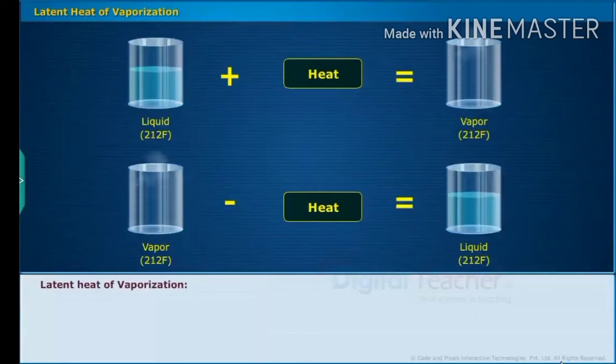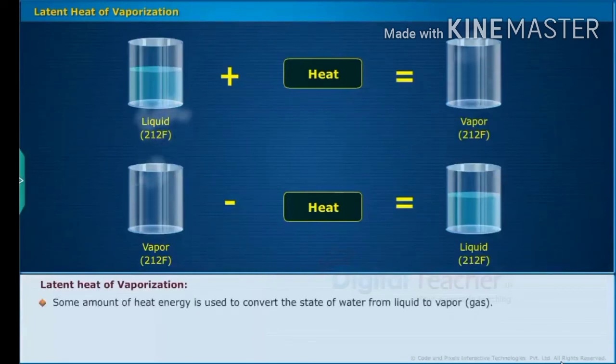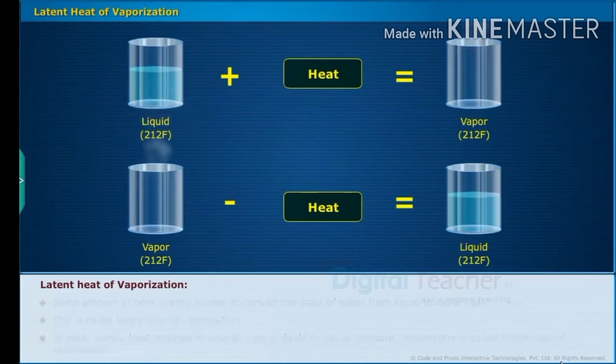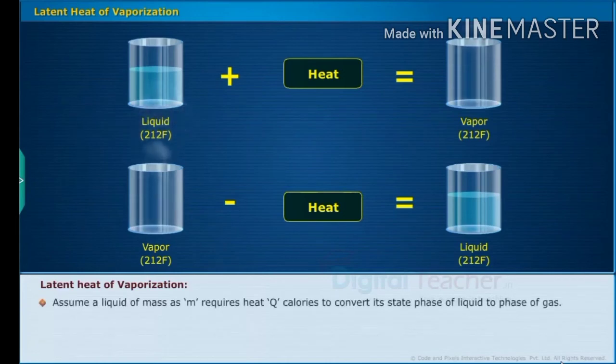Latent heat of vaporization. Some amount of heat energy is used to convert the state of water from liquid to vapor or gas. This is called latent heat of vaporization. In other words, heat required to change 1 gram of liquid to gas at constant temperature is called latent heat of vaporization. Assume a liquid of mass m requires heat Q calories to convert its state from the liquid phase to the gas phase.